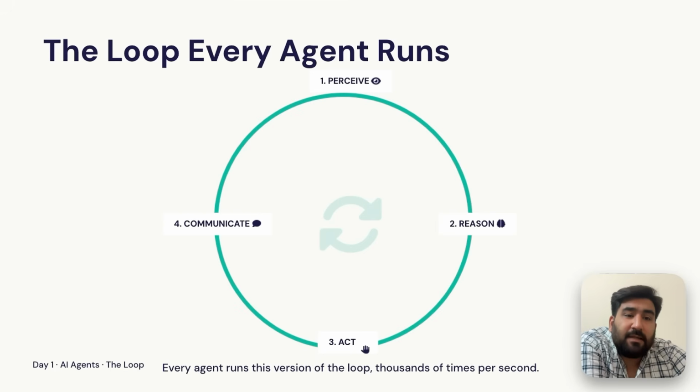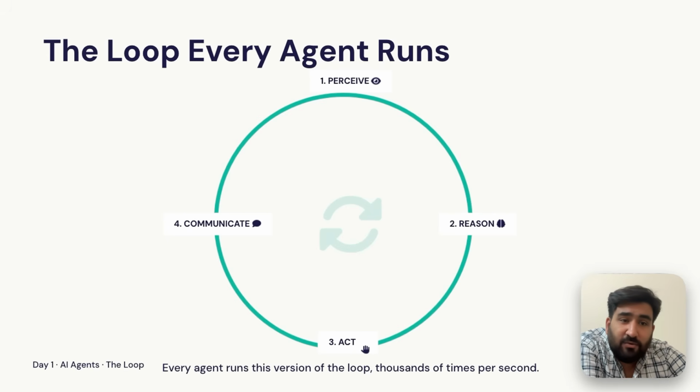Anthropic and OpenAI sometimes call it the ReAct loop in their documentation and publications. But whatever you call it, the structure is fundamentally the same. Take in information from the world, think about the information, do something with it, talk about what you did, and then repeat the cycle with whatever new information just came in. If you internalize this one loop, you're already ahead of most of the working engineers in the field.